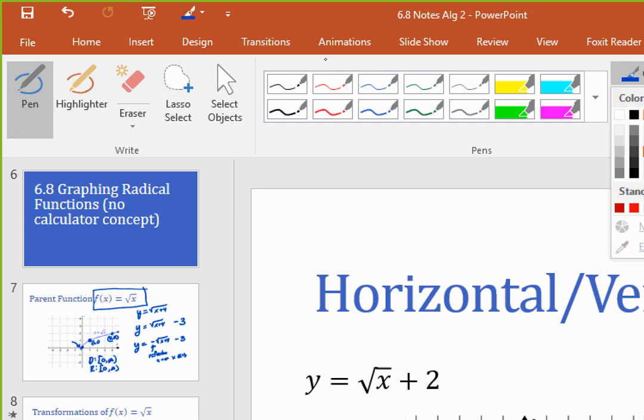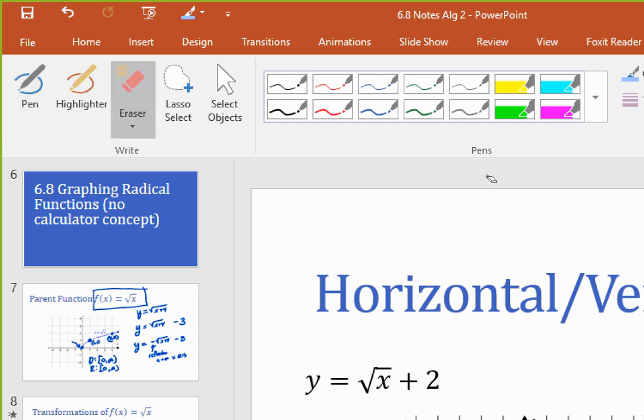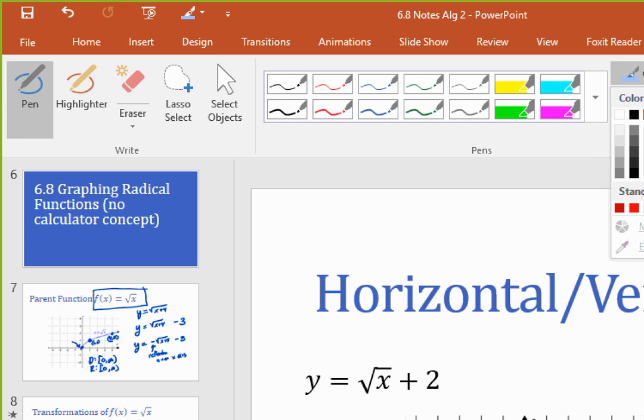All right, let's look at this one here on the right. So square root of x minus 2. We know that minus 2 actually moves it right 2 units.